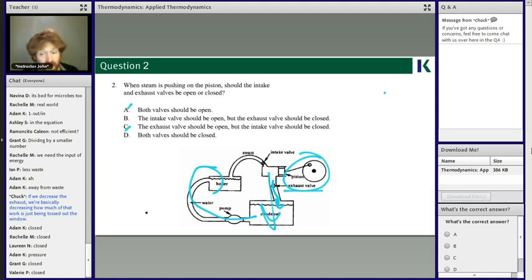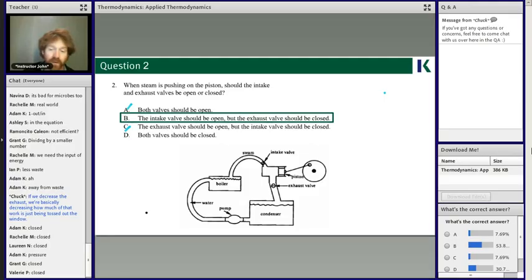And looking at your answers, we do have a lot more people going for B. I agree, because if the intake valve was closed, steam ain't getting in the first place. You got to let the steam in so it can do the work. And so if you want to get the most work done, let the steam in, but don't let the steam out, which is why we do have about 54% of you going for answer choice B.